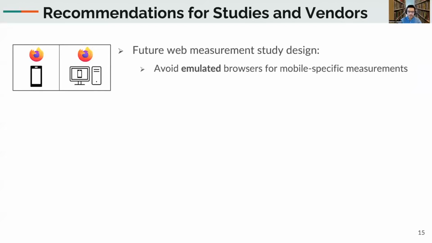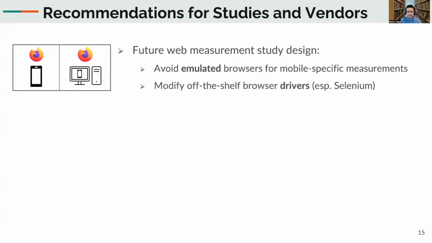First, we recommend that future web measurement studies avoid the use of emulated mobile browsers when mobile-specific measurements are required. Emulated mobile browsers must emulate all of the hardware-level characteristics of real mobile devices, which is extremely difficult to do due to hardware-level variations and specific components that these browsers use. As a result, it's quite difficult to get the emulation correct, and there is a high likelihood that there will be differences in the API access results that will lead websites to be able to detect that the emulated mobile browser is actually a desktop browser running on a desktop device.